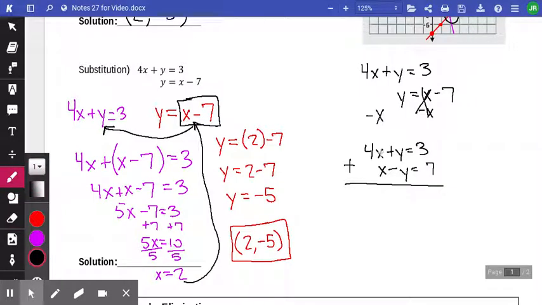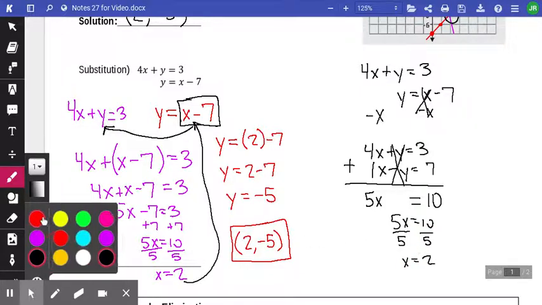So now I'm ready to retry adding my equations together. So 4x plus 1x, so 4 plus 1 would give me 5x. 1y plus negative 1y, those cancel out, they eliminate. Bring down the equal sign, 3 plus 7 is 10. So now I have this equation, 5x equals 10. To get x by itself, it's being multiplied, so I will divide both sides by 5, and I get that x equals 2.